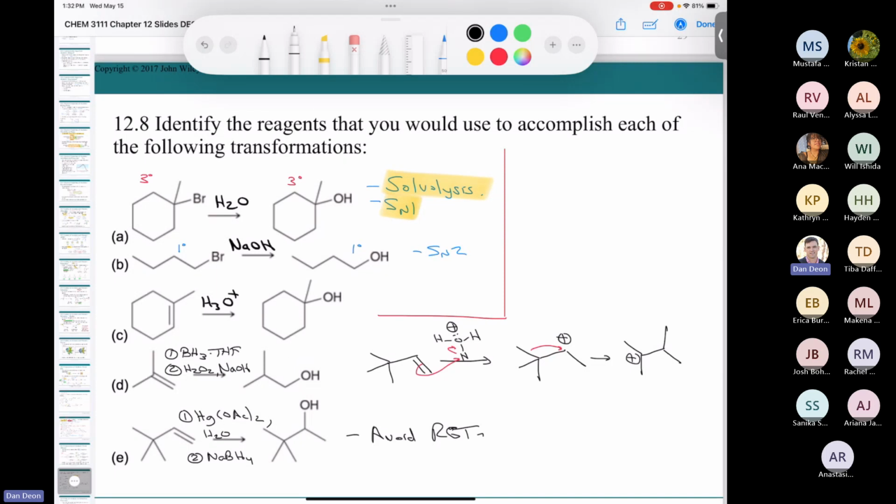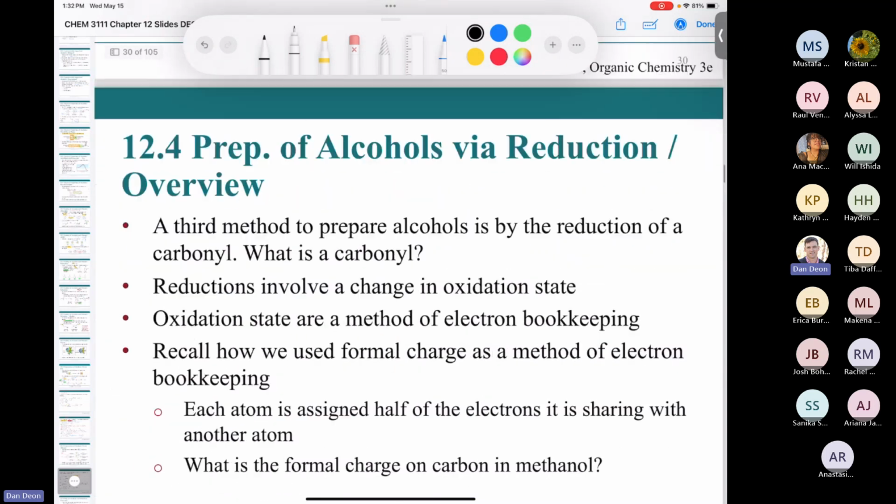Good. All right. You guys ready to tackle something new? Some new reactions? Out with the old, in with the new. I shouldn't say out with the old. I just mean in with some new reactions. Thanks, Anastasia. Good. Let's do it. Let's tackle some new stuff.